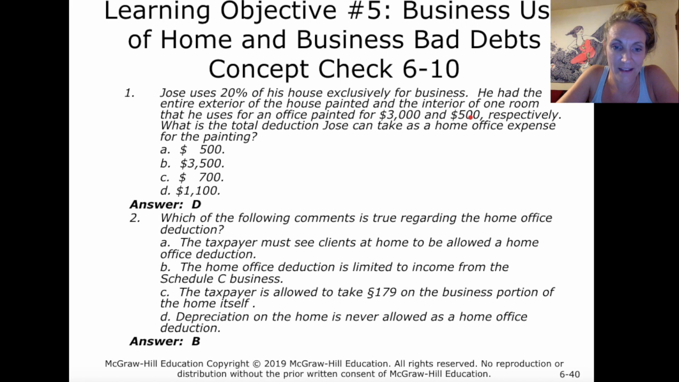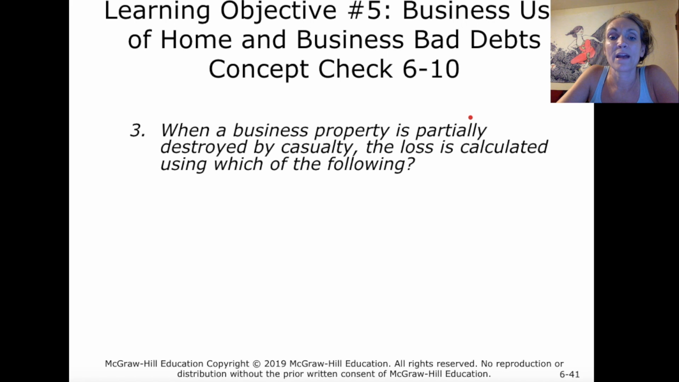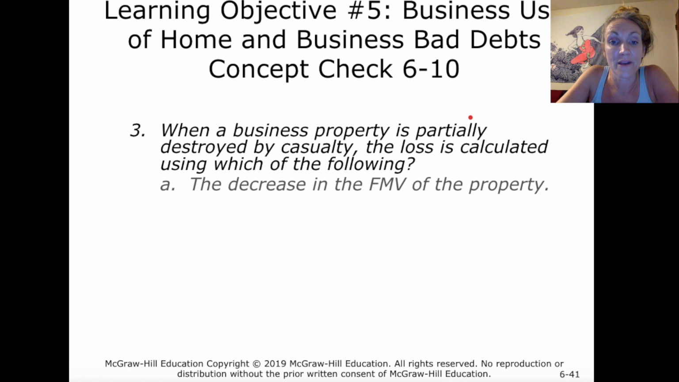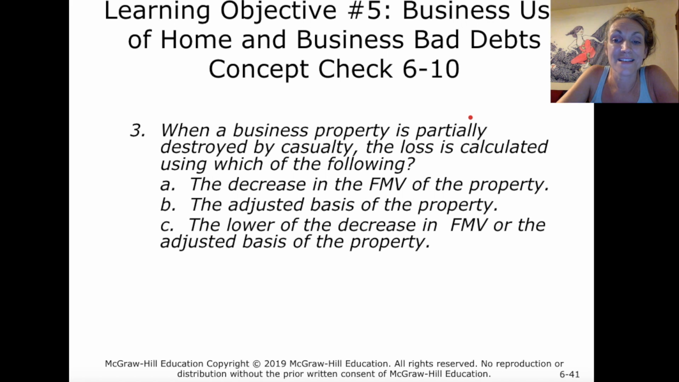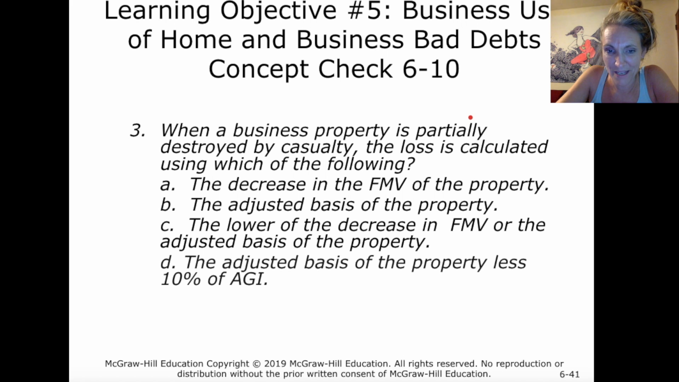B was correct. When a business property is partially destroyed by casualty, the loss is calculated using which of the following? The decrease in fair market value of the property, the adjusted basis of the property, the lower of the decrease in fair market value or the adjusted basis of the property, or the adjusted basis of the property less 10% of AGI.